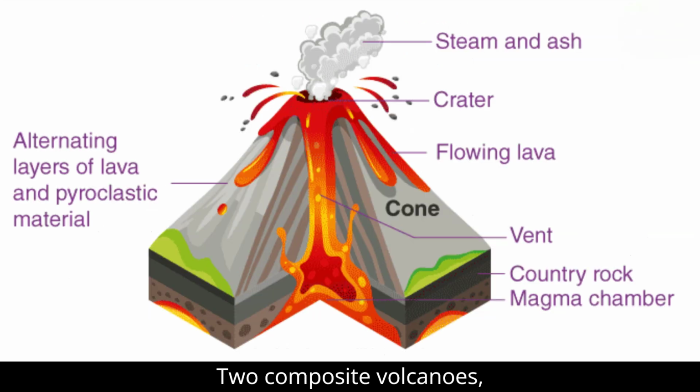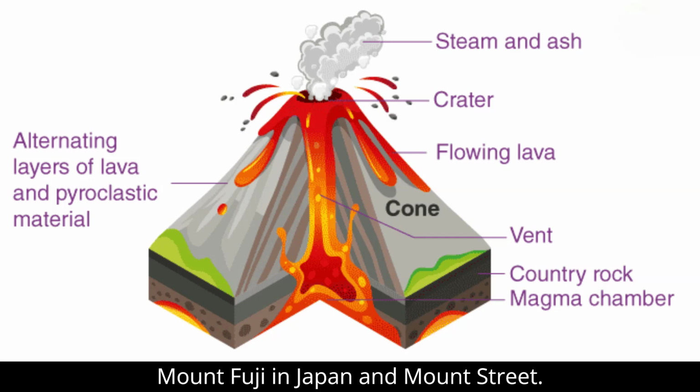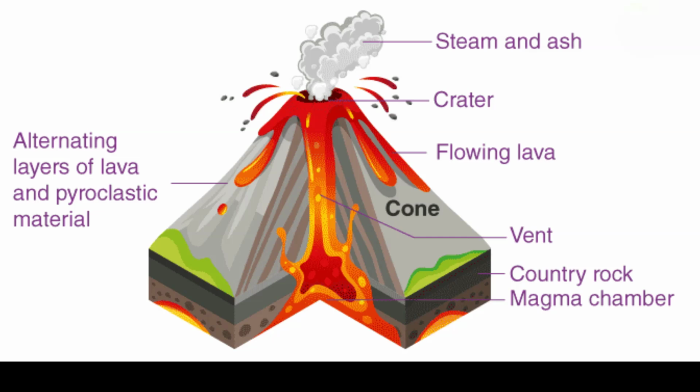2. Composite volcanoes, or stratovolcanoes. Tall, steep-sided volcanoes formed from alternating layers of lava and ash. They're known for their explosive eruptions. Example, Mount Fuji in Japan and Mount St. Helens in the US.